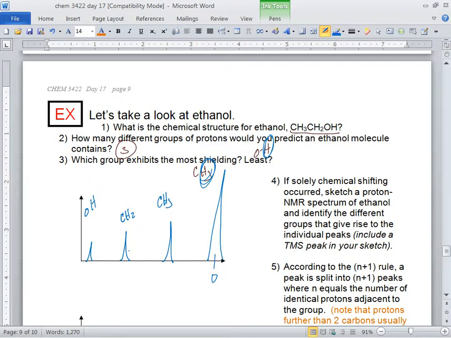Then this TMS peak could be really high or really low depending on just how concentrated it was. The instrument just needs to read it. It doesn't care about concentration. It just wants to know where it's at.